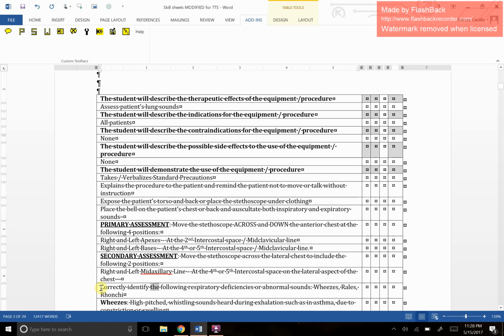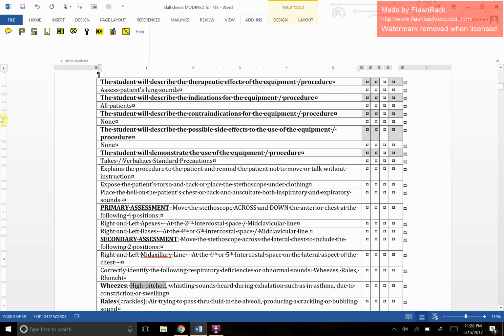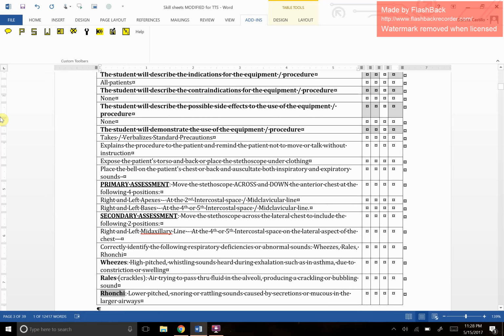Correctly identify the following respiratory deficiencies or abnormal sounds: wheezes, rales, rhonchi. Wheezes, high-pitched, whistling sounds heard during exhalation such as in asthma, due to constriction or swelling. Rales, crackles, air trying to pass through fluid in the alveoli, producing a crackling or bubbling sound. Rhonchi, lower-pitched, snoring or rattling sounds caused by secretions or mucus in the larger airways.